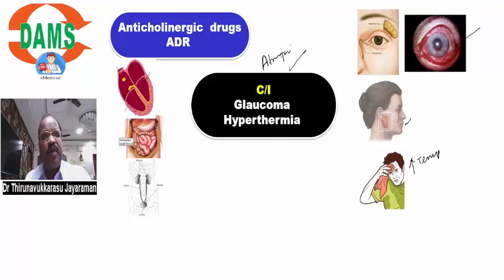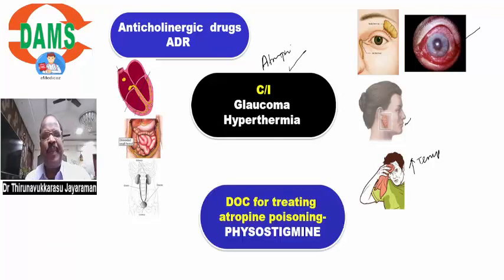In fact, one more important point: in atropine poisoning, the treatment of choice is physostigmine. For treatment of atropine poisoning, the drug of choice is physostigmine. Physostigmine is an anticholinesterase, a lipid-soluble drug that can easily cross the blood-brain barrier, so it is going to control CNS symptoms as well as peripheral symptoms of atropine. That's why it is a fantastic drug for treatment of atropine poisoning.